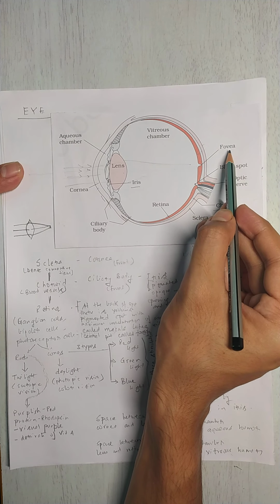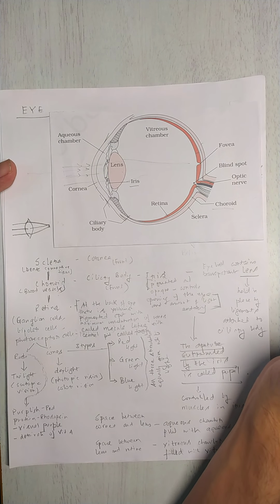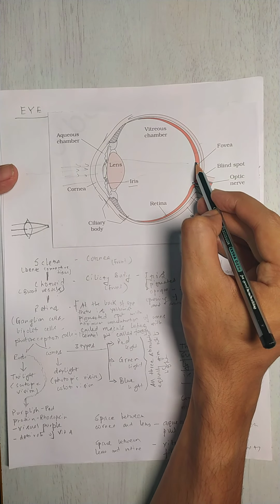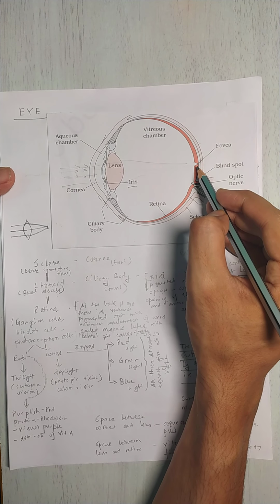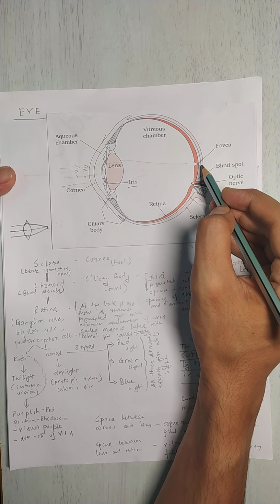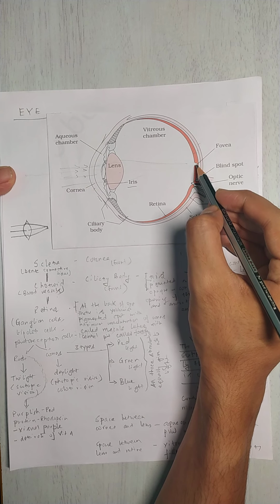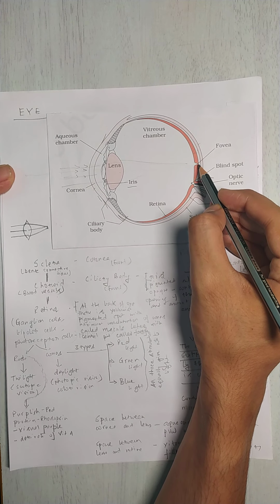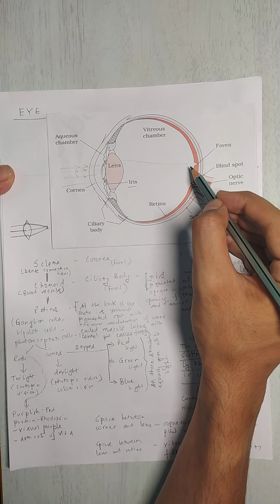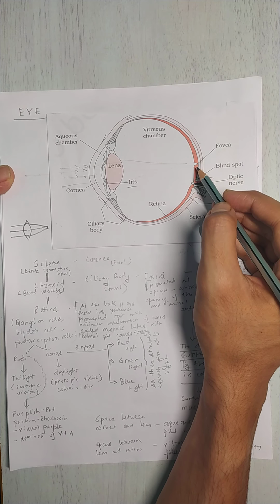This is the fovea, also known as the fovea centralis, and this is a depression in the retinal layer of the eye where we have the maximum visual acuity. So a term known as visual acuity. This is the point where we can see objects with the maximum clarity.